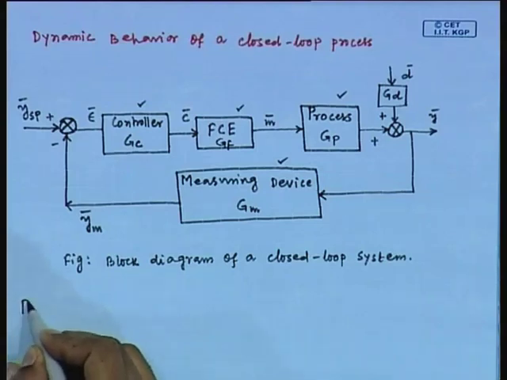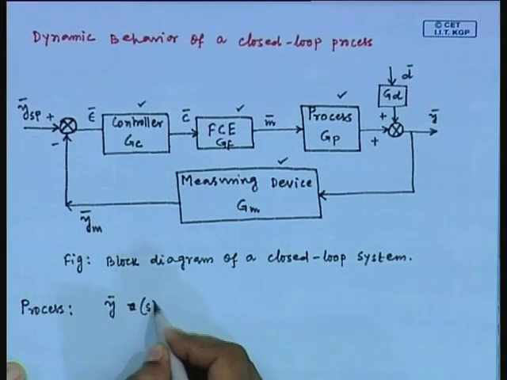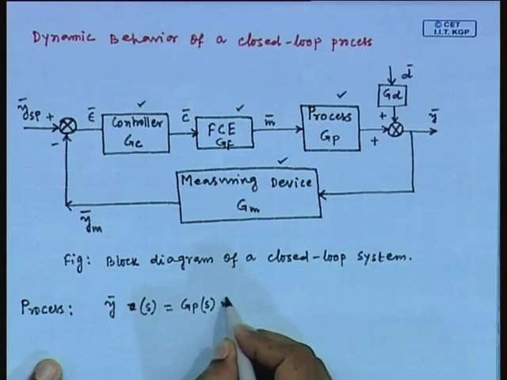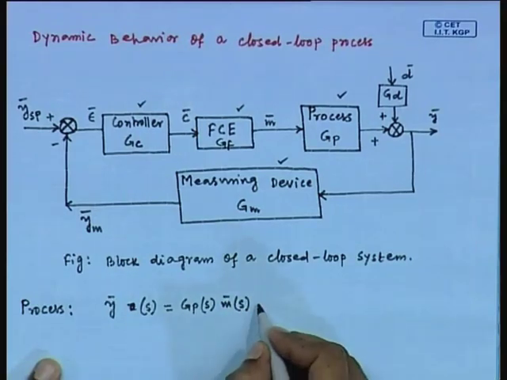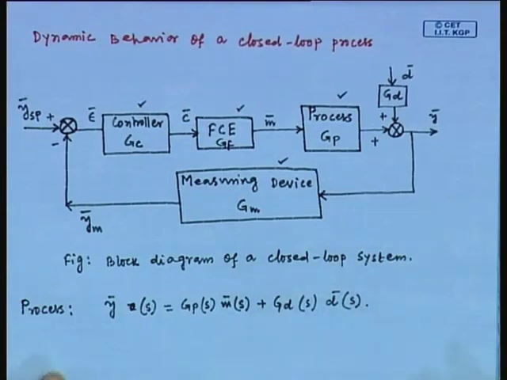So, if we consider the process, we can write Y bar(s) equals G_P(s) multiplied by M bar(s) plus G_D(s) D bar(s). These two signals are added. Now, this equation is representing the process. Next one is the measuring device.